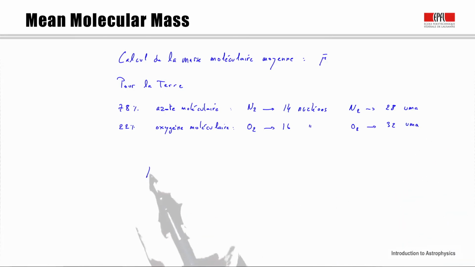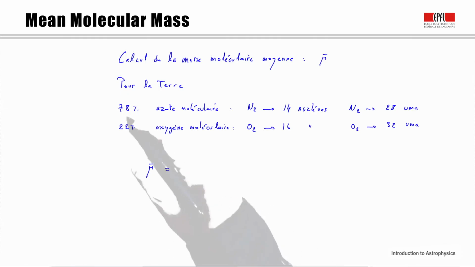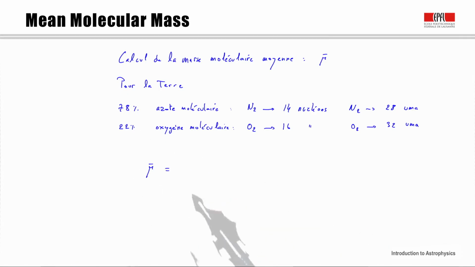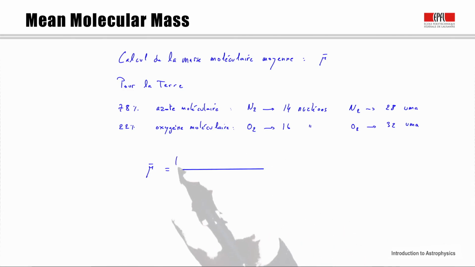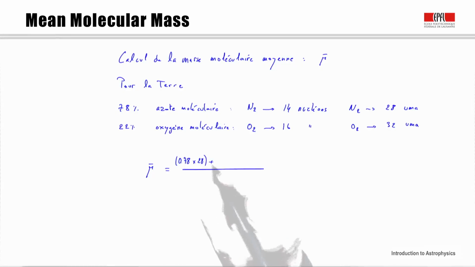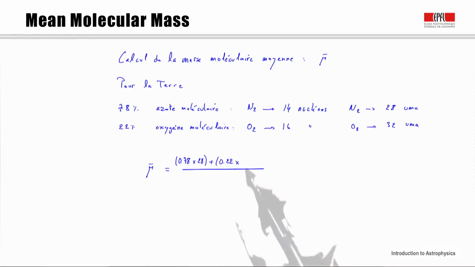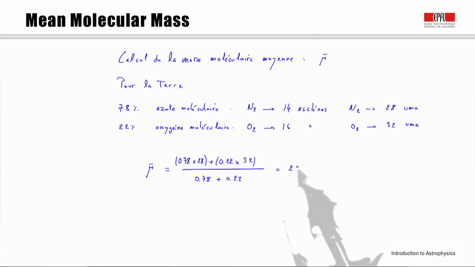What is the mean molecular mass? It is a weighted mean mass. The weights are simply the proportion of each element in the atmosphere. We have 78% times 28 atomic mass units plus 22% times 32 atomic mass units, which we normalize to 0.78 plus 0.22, and we find 29 atomic mass units.